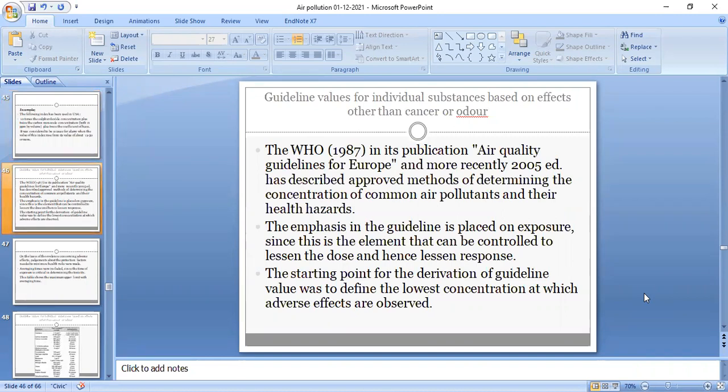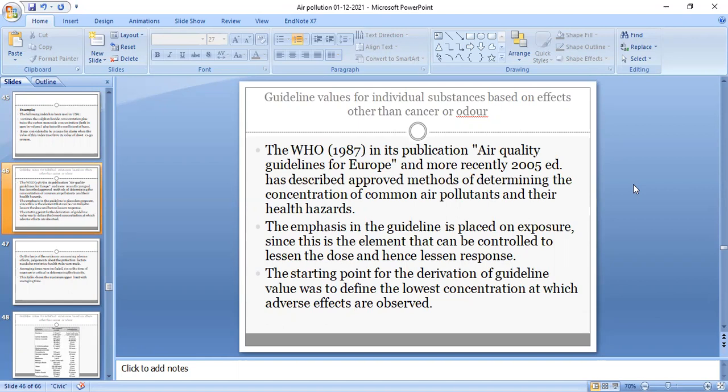Now the guideline values for individual substances based on effects other than cancer or odor. WHO in 1987 in its publication Air Quality Guidelines for Europe, and more recently in the 2005 edition, has described an approved method for determining the concentration of common air pollutants and their health hazards. The emphasis in the guideline is placed on exposure, since this is the element that can be controlled to lessen the dose and hence lessen the response.